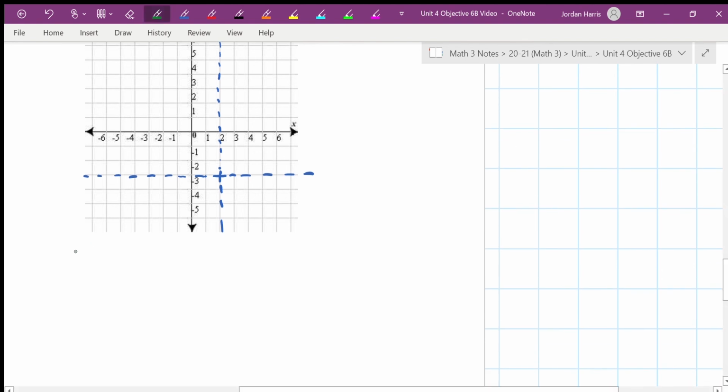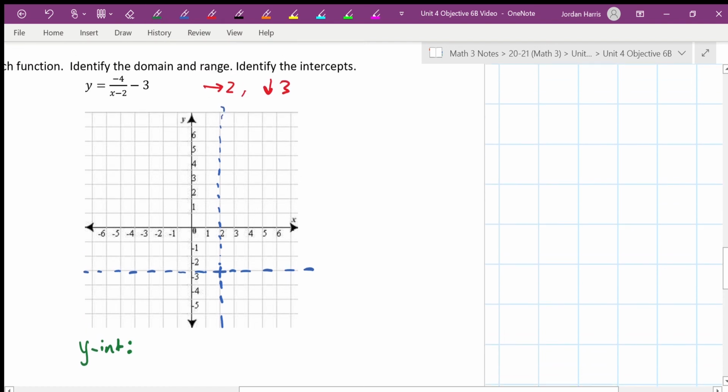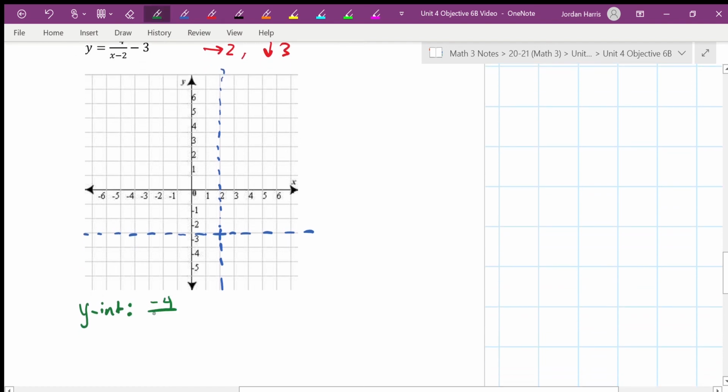So we're going to find our intercepts, starting with the y-intercept. So I'm going to set x equal to 0. Okay, so simplify, and I get negative 4 over negative 2 minus 3, which is positive. Negative divided by a negative makes a positive, minus 3, which is negative 1. So 0, negative 1. Wait a second. That doesn't seem right. Every time we've graphed, it's been the bottom left and the top right.